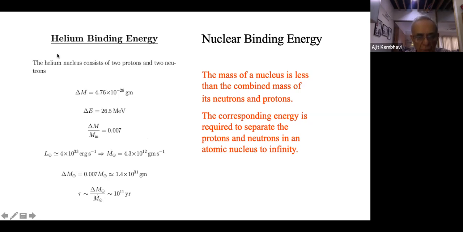Now let us do another calculation, which you'll find here on the screen. You see the luminosity of the sun, you know very well what it is. The luminosity of the sun will always come from this kind of mass loss. So if I divide it by c square, this luminosity gives the rate at which the sun is losing its mass. And that is equal to 4.3 times 10 to the 12 grams per second.